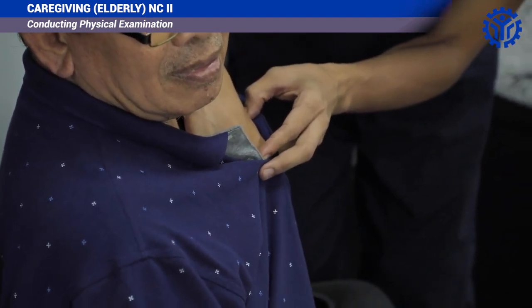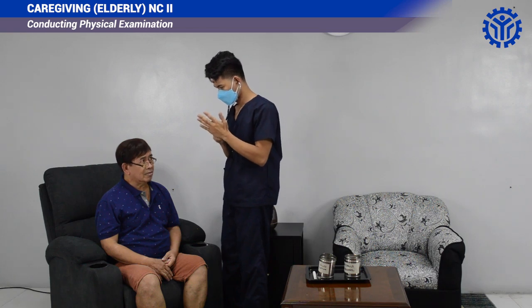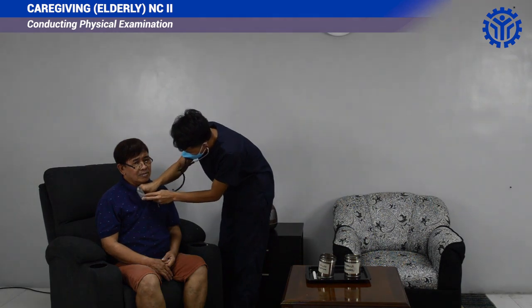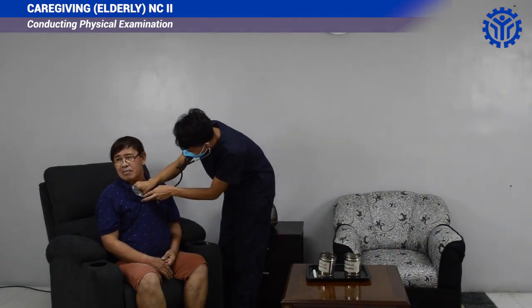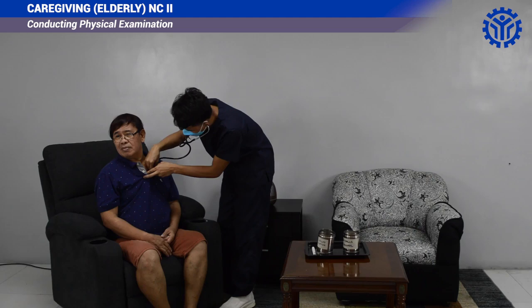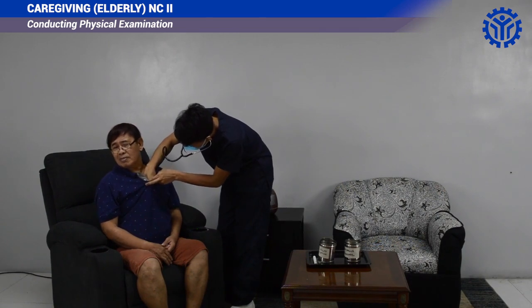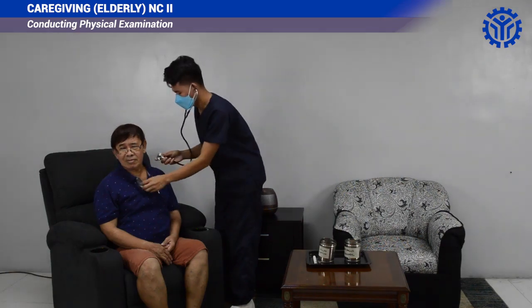Use the bell to pick up low-pitched sounds, such as the third and fourth heart sounds. Hold the bell lightly against the client's skin, just hard enough to form a seal. Holding the bell too firmly causes the skin to act as a diaphragm, obliterating low-pitched sounds. Listen to and try to identify the characteristics of one sound at a time.